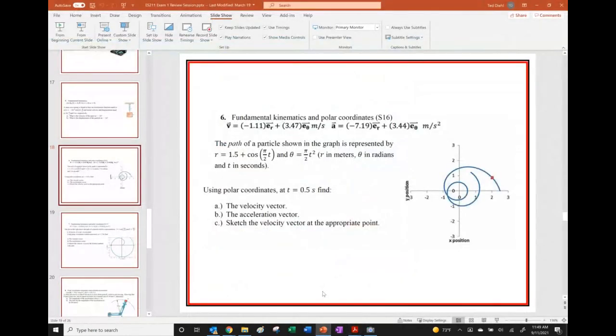Every time I see a problem like that, I write r, theta, r dot, r double dot, and theta dot, theta double dot. After that, I start solving the problem. Yeah, the key thing you recognize is that you want to go to the variables of interest.